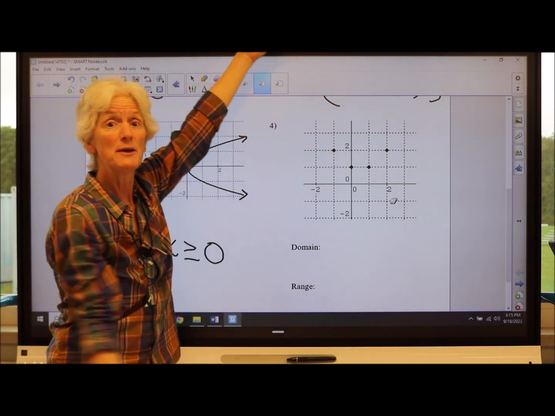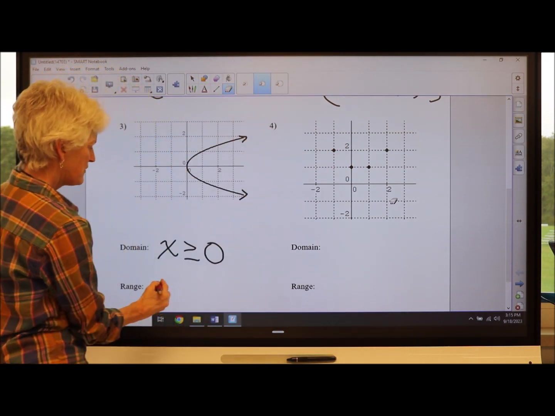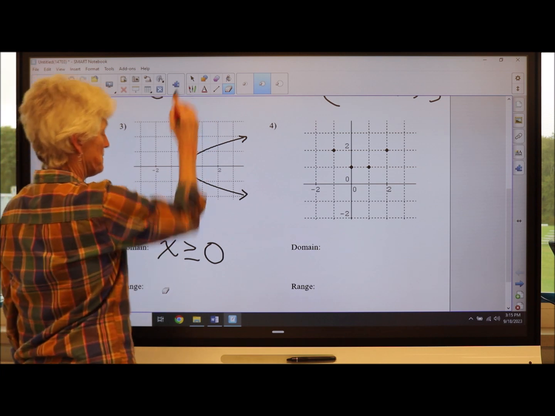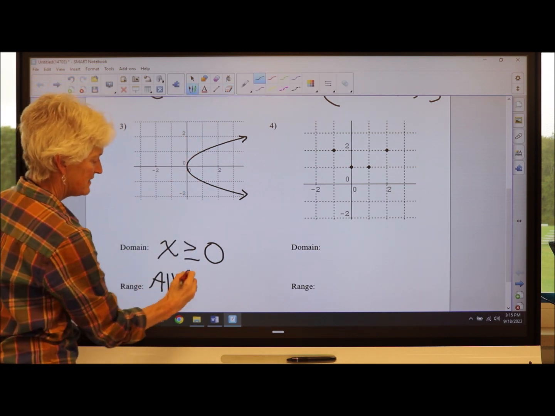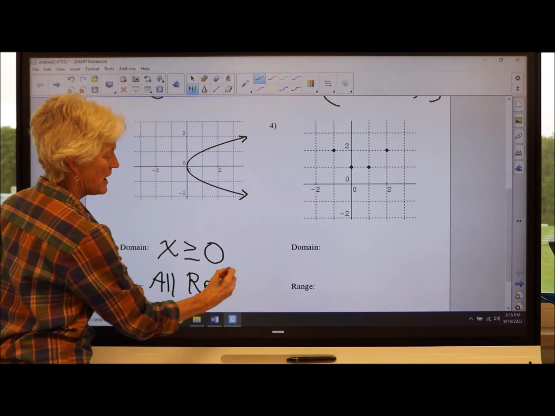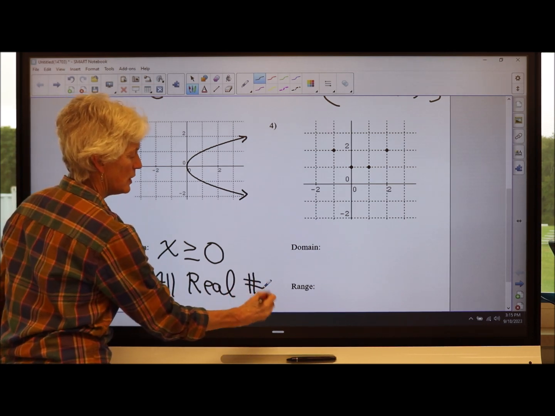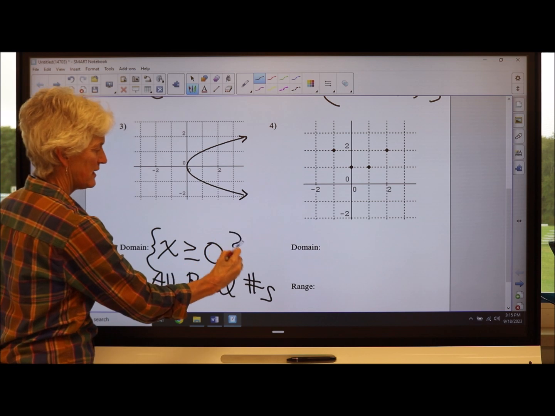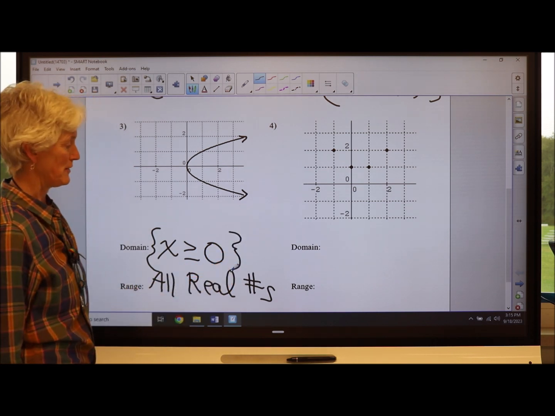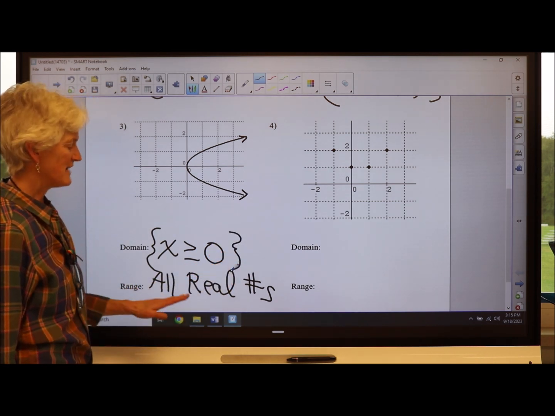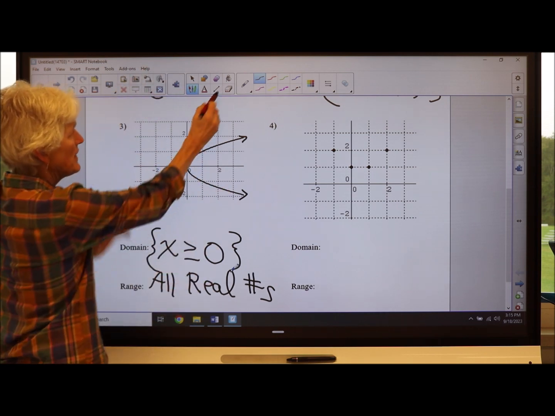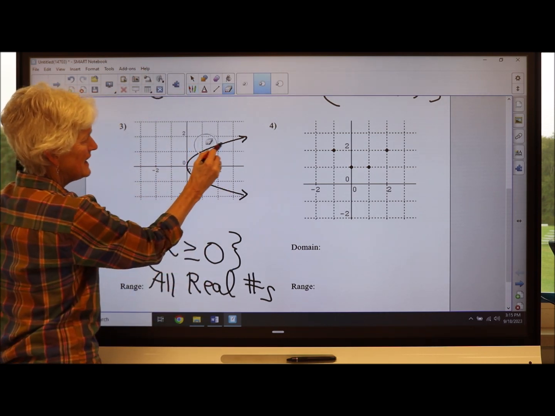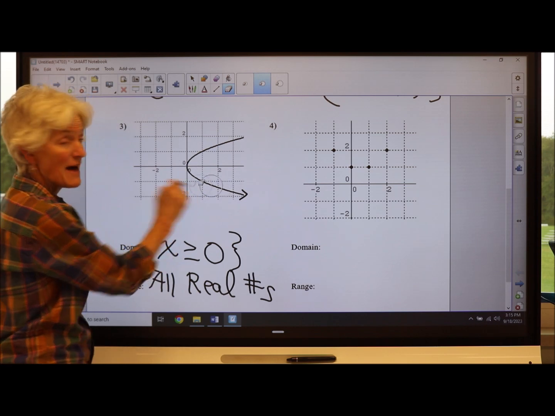Yeah, the range is going to be all real numbers. Every single number gets to participate in the range. All real numbers. And if we want, we can put the little curly bracket set things. We don't have to do that, though. So that's the range, all the y values. If I go up, up, up, each y value is going to have a point on that.